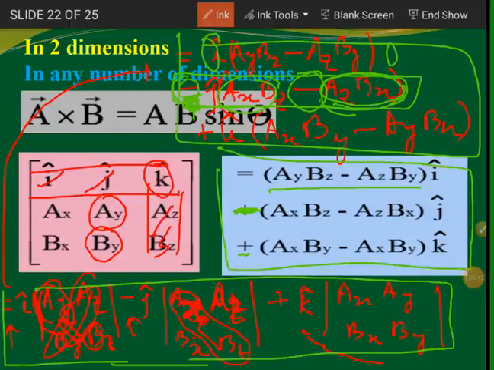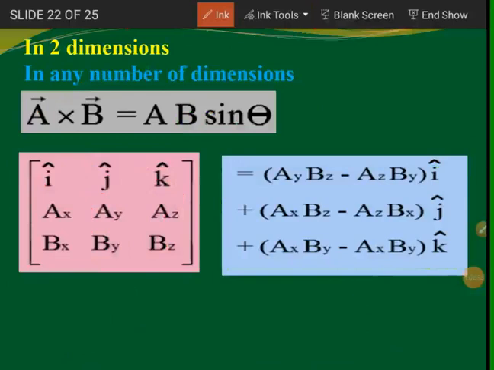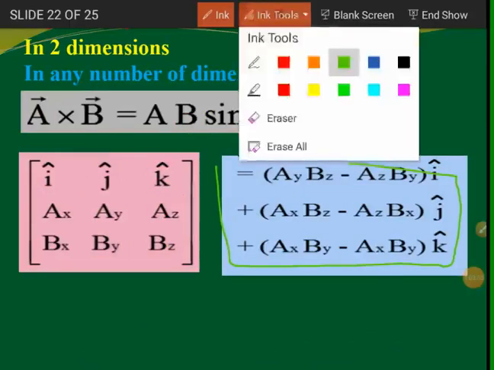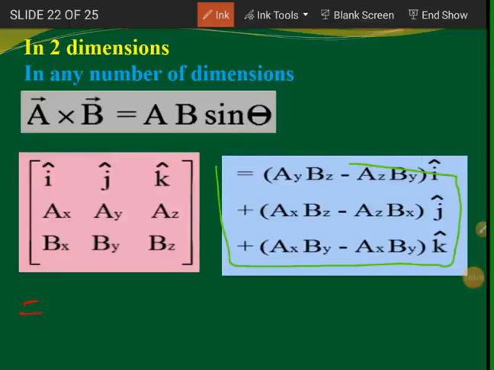Yes. Now let's see. If you don't want to write in this way, then still you can write it in this way also. I mean from here, this one. See, it will be equal to what? You better write it like this. Or you can keep it here at the end also, but for me, let me write here, and I will tell you the mnemonics. AY BZ minus AZ BY.